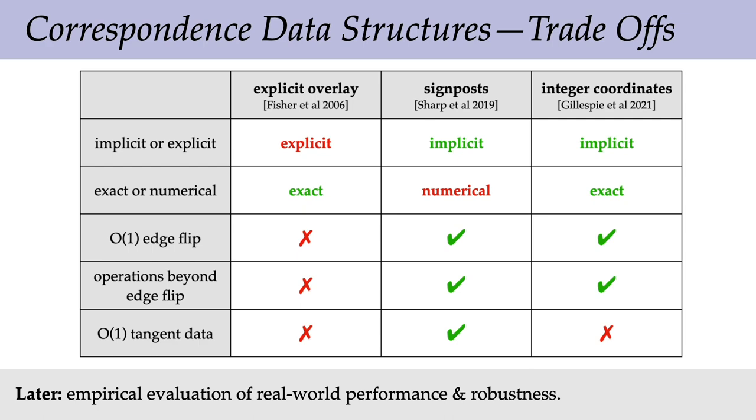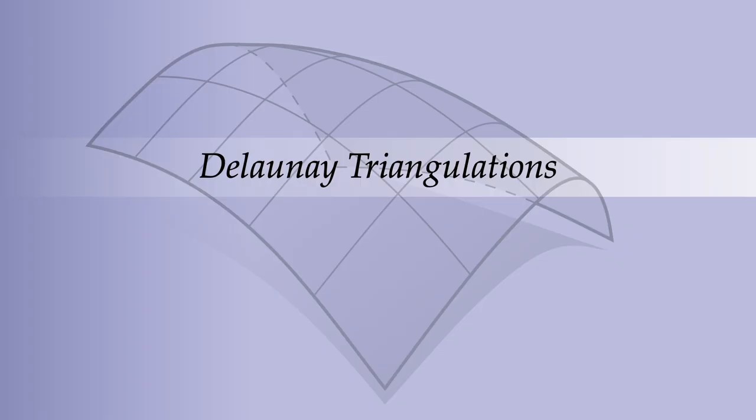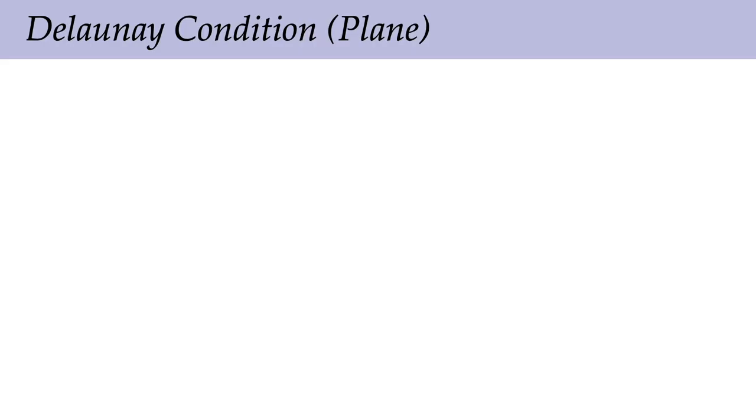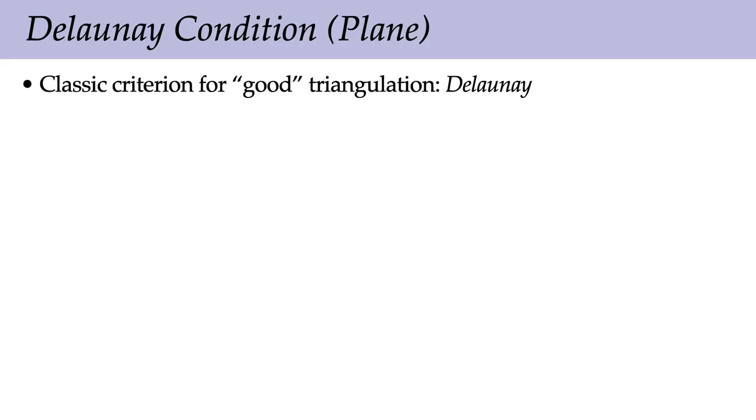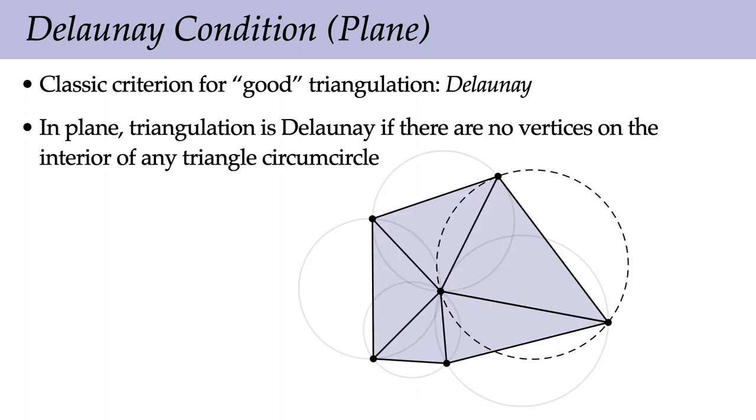Okay, I'm going to wrap up this section with a discussion of Delaunay triangulations, which is going to be the gateway into all the other global remeshing that we do. So in the plane, a classic criterion for a triangulation to be good is that it's Delaunay, which traditionally means that a triangulation is Delaunay if there are no vertices on the interior of any triangle circumcircle.